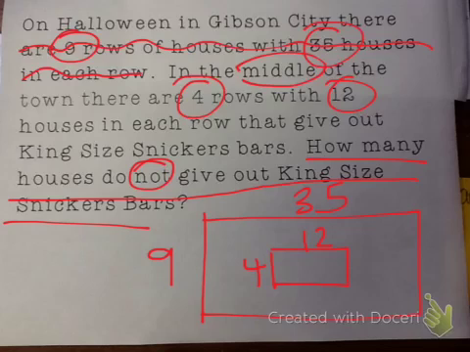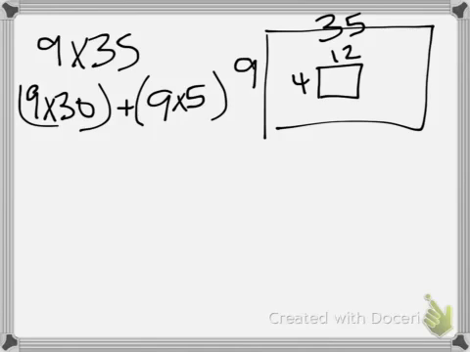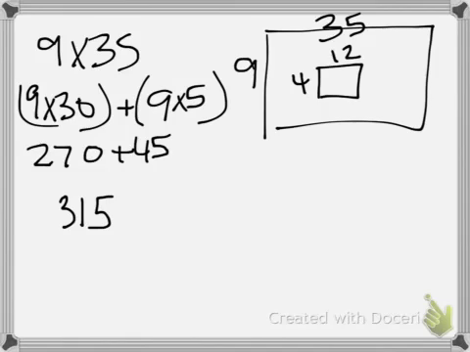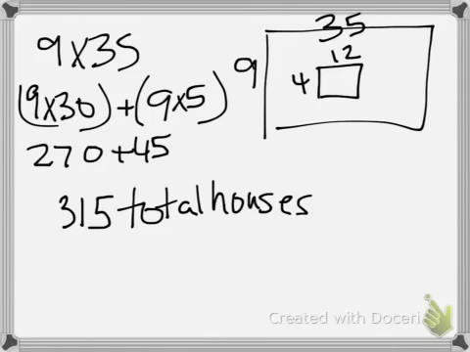So what they're going to need to do first is they need to go 9 times 35, and they're doing a great job using expanded form. So they're doing it 9 times 30 and 9 times 5. So there are 315 total houses in Gibson City for trick-or-treating. Well, now we need to go back and reread the question. How many houses do not have king-size Snickers bars? Well, this is all the houses that are trick-or-treating.